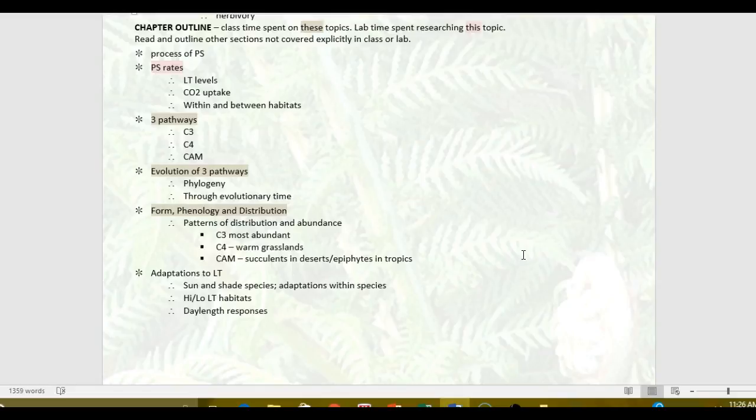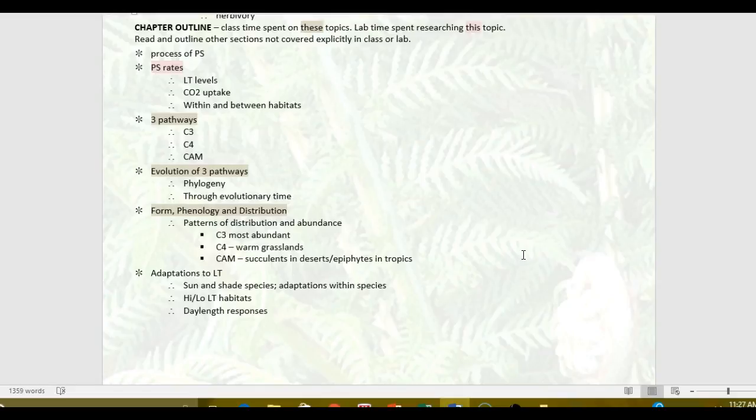We're going to start with the process of photosynthesis, a little bit of review. Then we're going to talk about how ecologists can evaluate, compare, and assess photosynthetic rates, looking at differences in light levels, carbon dioxide uptake, and with that, differences within and between habitats. How are the rates here versus there, and why? If you're comparing the same species over here to over here, and you can measure their photosynthetic rate, why are they different? How are they responding differently? What is affecting their photosynthetic response to their environment? And that's an interesting question to look at.